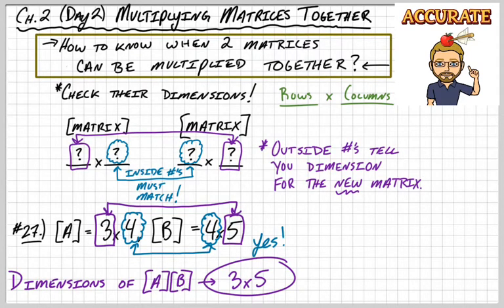So we're not actually multiplying matrices together yet. We just want to know, is it okay to multiply matrices? And then if so, what will the dimensions of the resulting matrix be? Let's take a look at number 29 from the worksheet. Number 29 says, what if matrix A is a matrix that's got 3 rows by 2 columns?